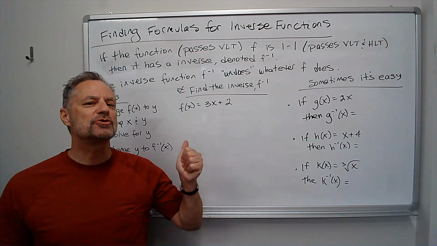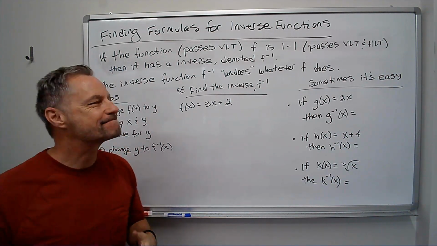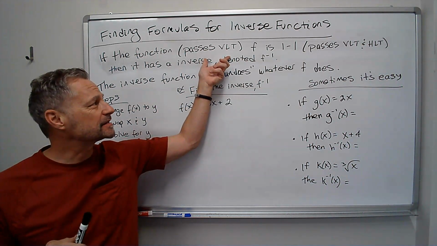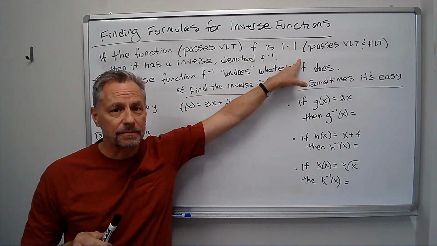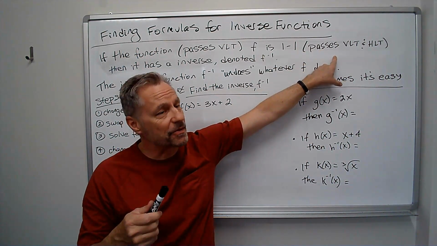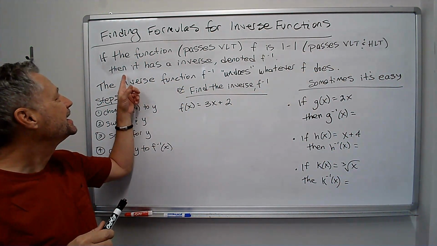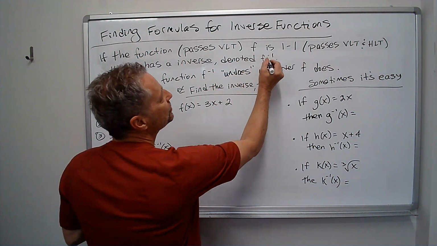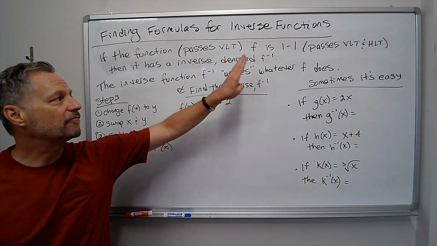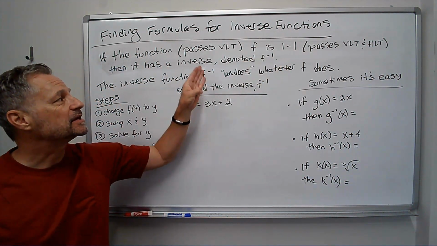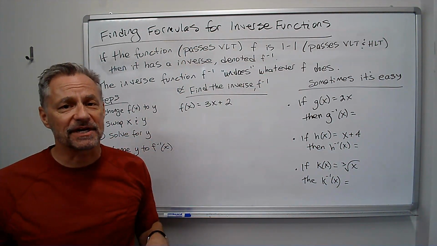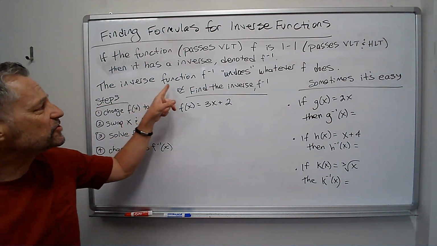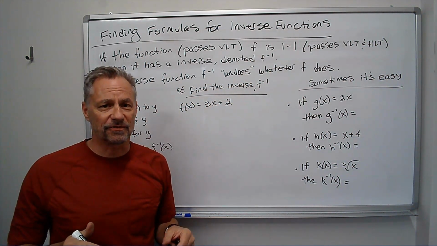Let me show you how to find formulas for inverses. Remember, if the function f passes the vertical line test and the horizontal line test, it is 1 to 1. Then it has an inverse, and we denote the inverse with a little -1, f inverse. Any 1 to 1 function will have an inverse, and if a function has an inverse, it had to be 1 to 1. The inverse function undoes whatever the original function does.